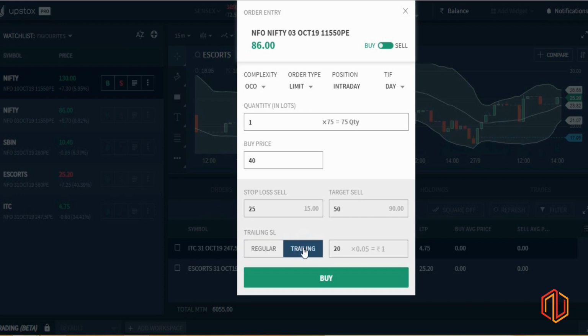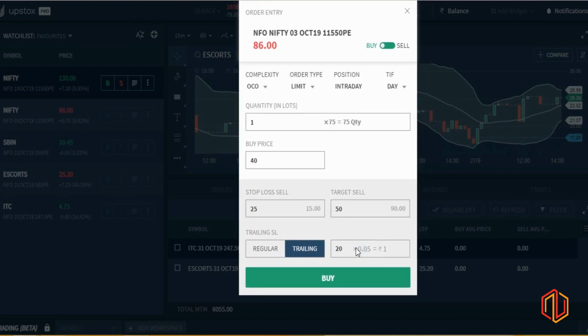Now here you can also trail this stop loss. So what this shows is the multiplier into the tick size, which is generally 0.05 for most of the instruments on the stock market. Here that's a tick size of 0.05. So that means when it says 1, I'm trailing the stop loss with a gap of 1 rupee, which means price comes to 40, my trade gets executed and my stop loss is at 25.